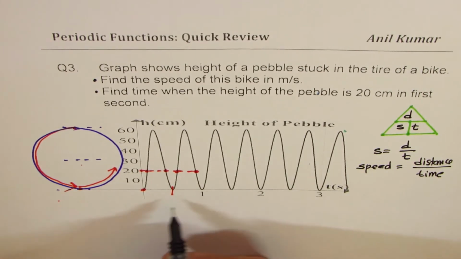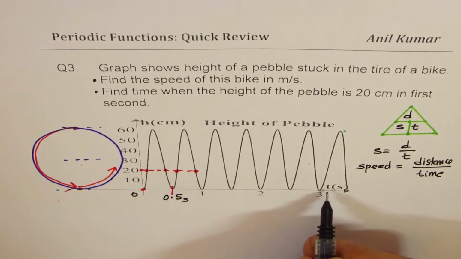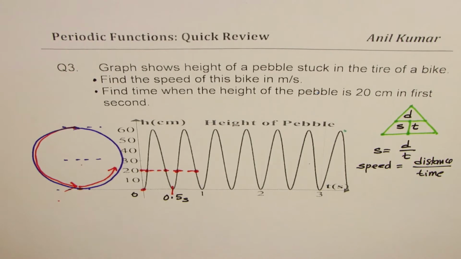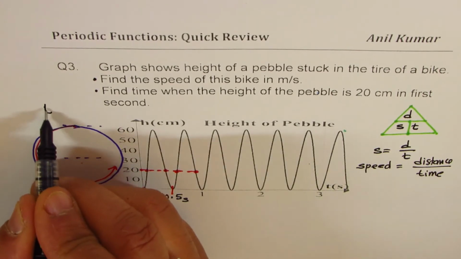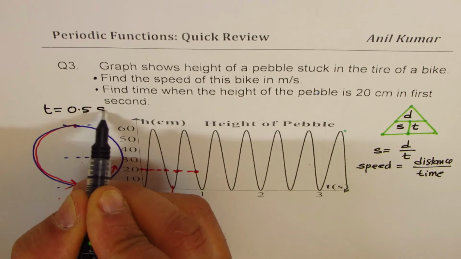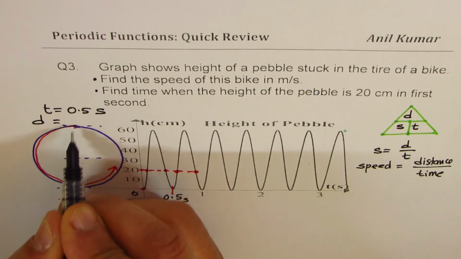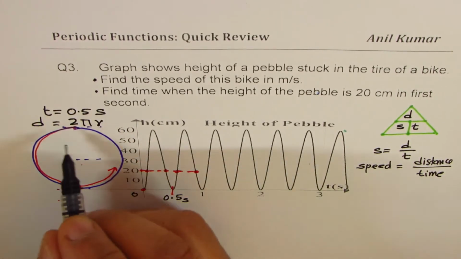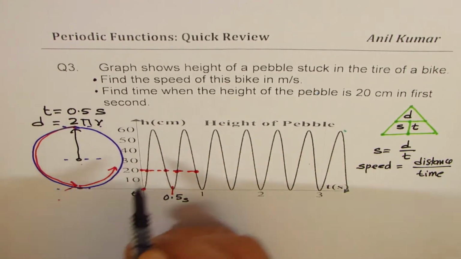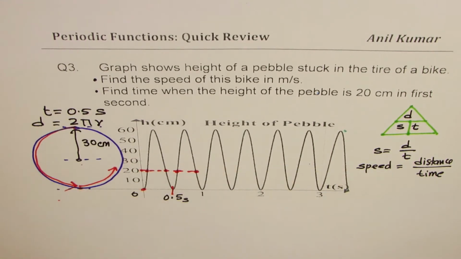So this is 1 in our scale from 0 to 1, and that point is 0.5 seconds, since time is in seconds. Now height is in centimeters, remember that part. So what really happens in 0.5 seconds? We get our time as 0.5 seconds, and distance is 2 pi r, the circumference. Now what is r? From here you can see r is half of 60, so r is 30 centimeters.